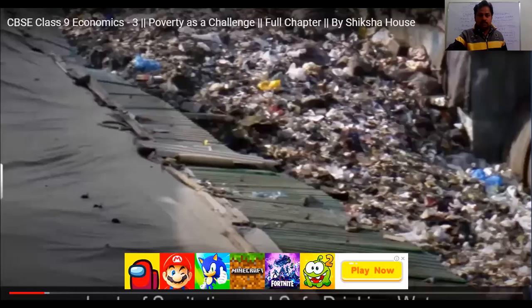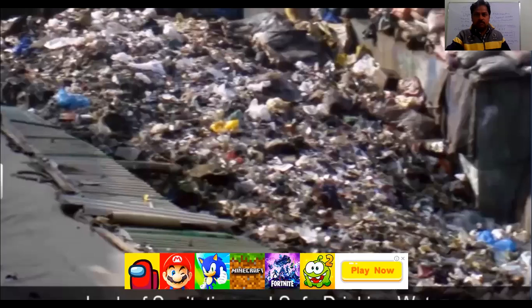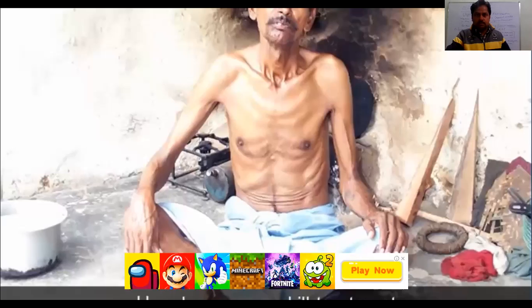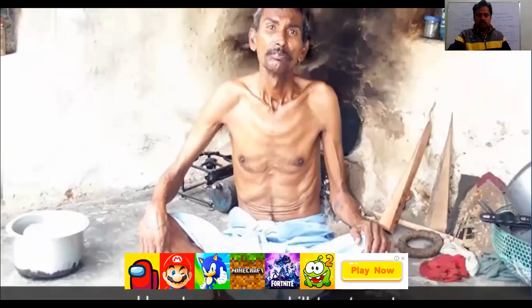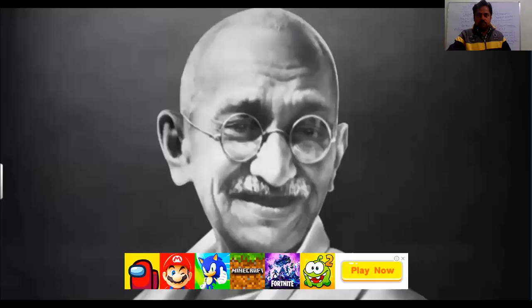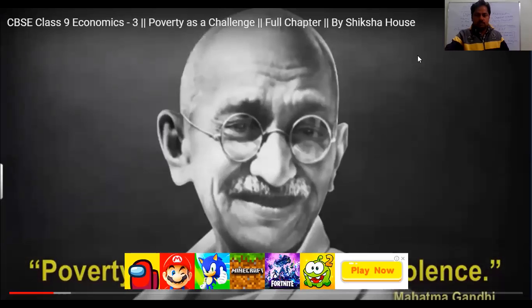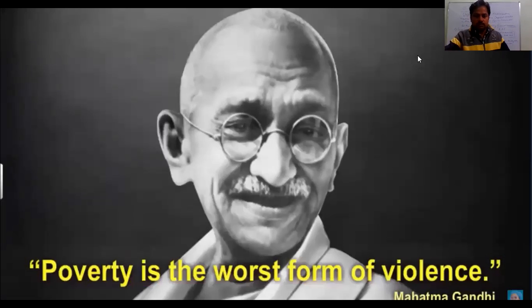There is also lack of sanitation and safe drinking water. There is no education for children who often work as child laborers. There is hopelessness about life and ill treatment from others who are better off. Mahatma Gandhi devoted his life to India's poor. He said poverty is the worst form of violence. He insisted that true independence for India will come only when its poorest people become free of suffering.